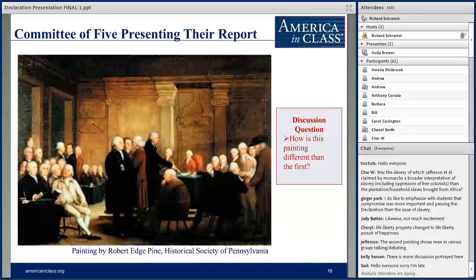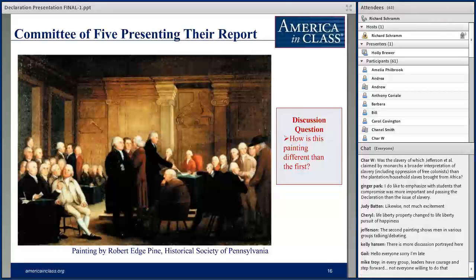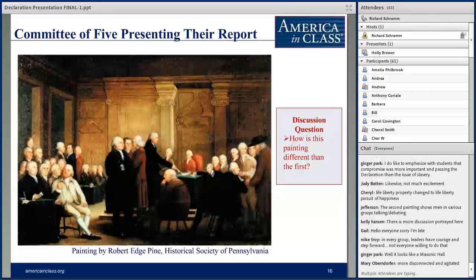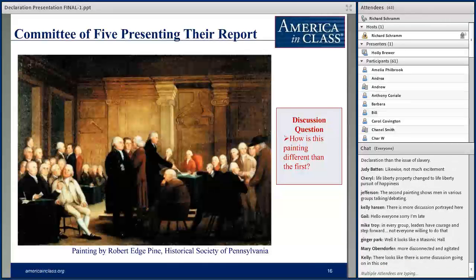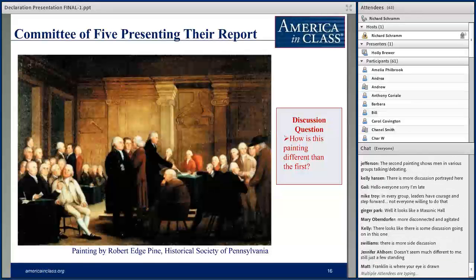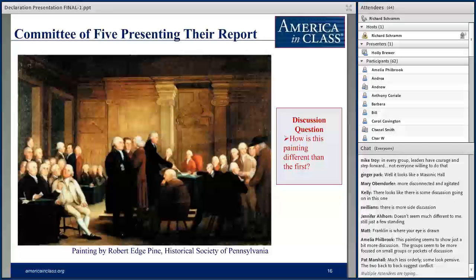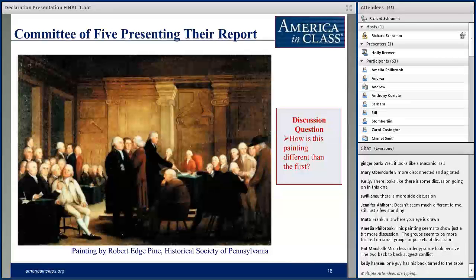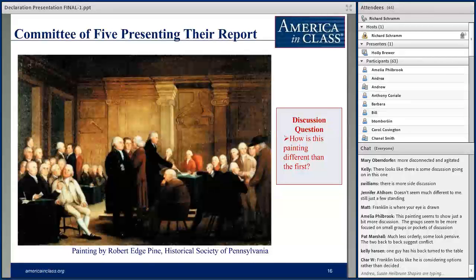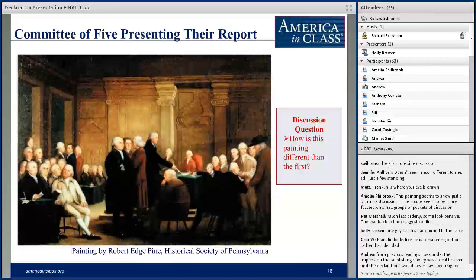The second painting shows men in various groups talking and debating. There's more discussion portrayed here. In every group, leaders have the courage to step forward; not everyone will need to do that. It looks like a Masonic hall. There's more side discussion, though it doesn't seem much different to me. Your eyes are drawn to Benjamin Franklin, the white-haired figure in the front. He looks as if he's considering options rather than being decided. Much less orderly. Some look pensive. The two back-to-back suggest conflict. From previous readings, I was, okay, well, that's Andrea's comment, which is not about the painting.